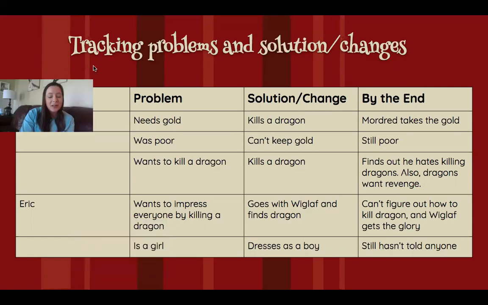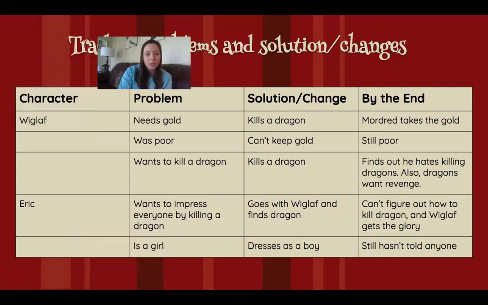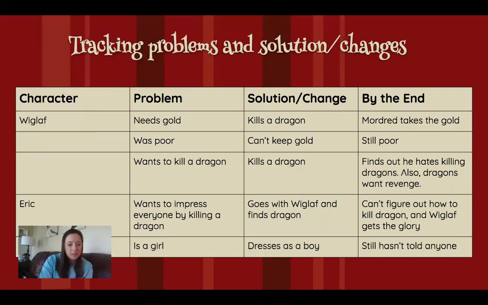Okay, so this is an example of what you guys are going to do for work time today. I'm going to put my face right down here because it's not covering up any of the text. The title of this chart is Tracking Problems and Solutions / Changes. What this means is that sometimes a problem doesn't necessarily get solved, but it changes a little bit, okay?